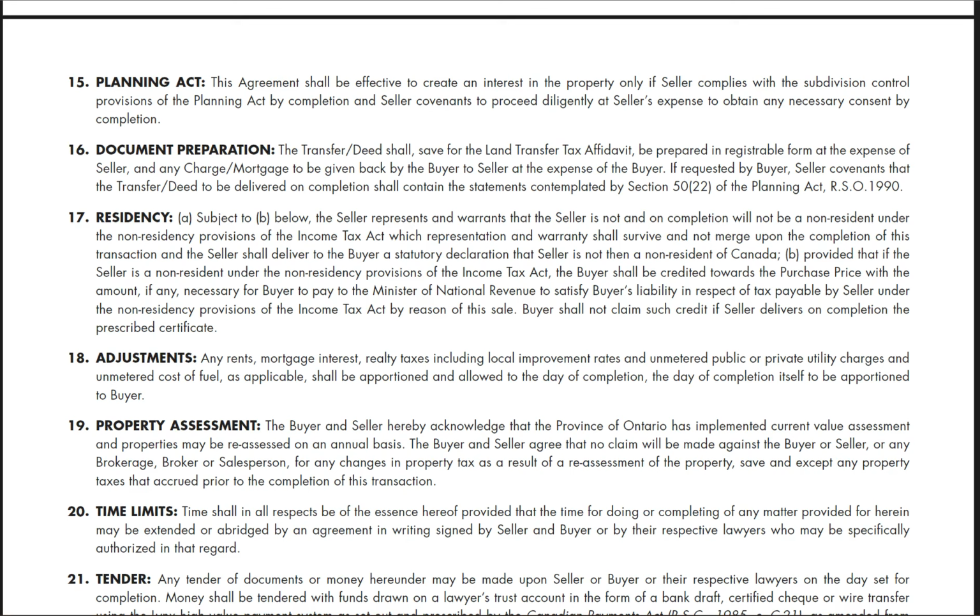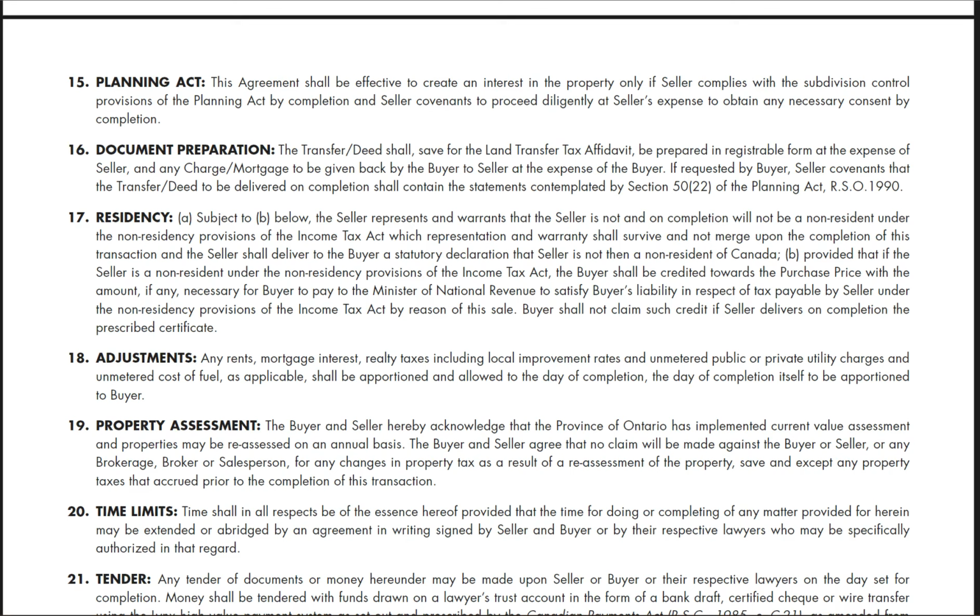So the key takeaways here are that the seller is responsible for preparing the deed, the buyer is responsible for the mortgage and the paperwork, and the seller, if requested, must confirm compliance with the Planning Act. And proper documentation preparation is the key to this whole thing.